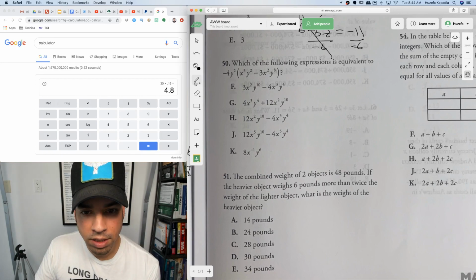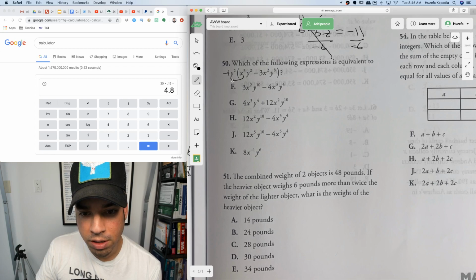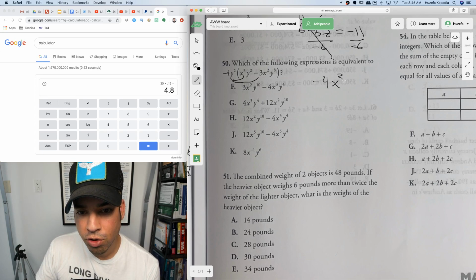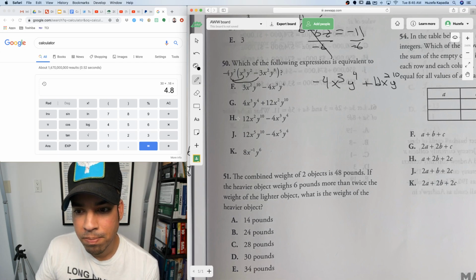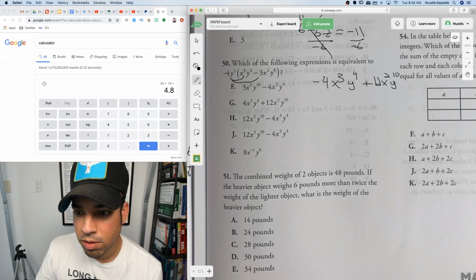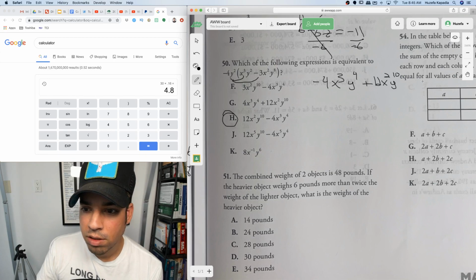Numero 50. Which of the following expressions is equivalent to this? All right, again, all it is we're distributing. That's it. So this becomes negative 4x cubed, and then the y exponents add, because they're multiplying, of course, so we get y to the 4th. And then the minuses cancel out when I distribute, plus 12x squared y to the 10th, because the 2 and the 8 add, and that's it. Negative, hold on, so I put the 12 first. 12x squared y, yes. Yes, that's it.